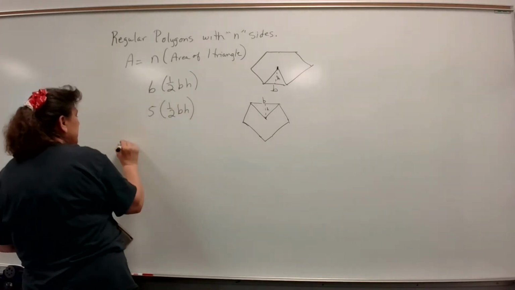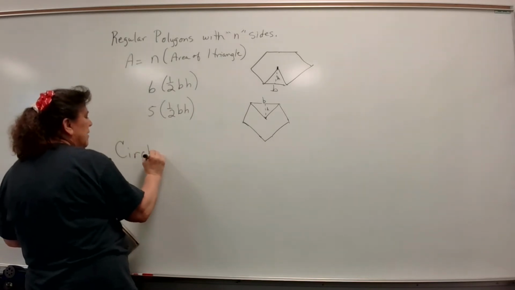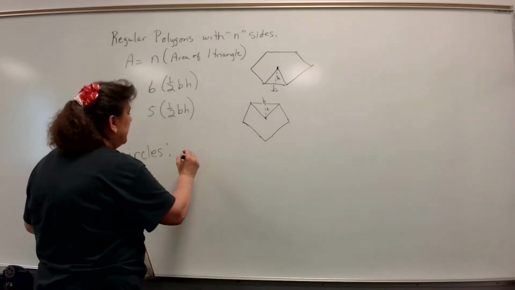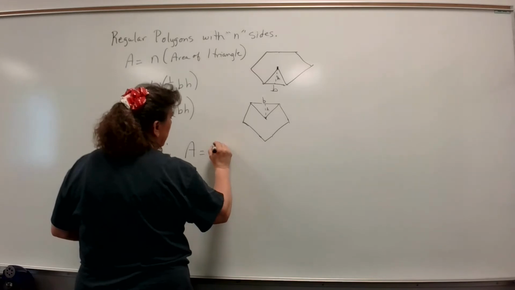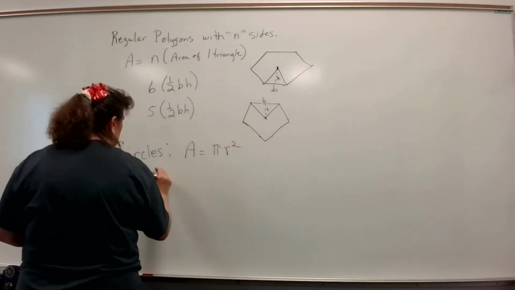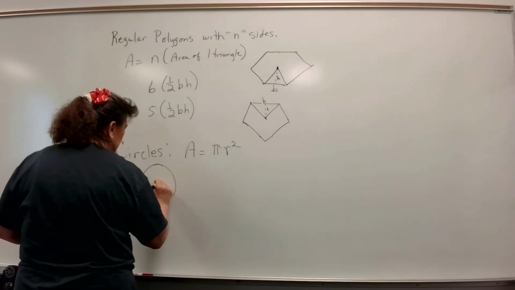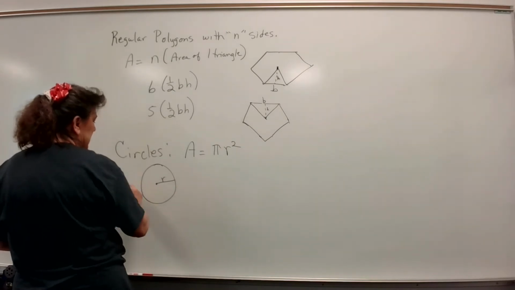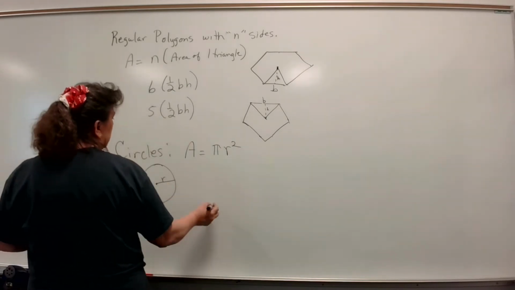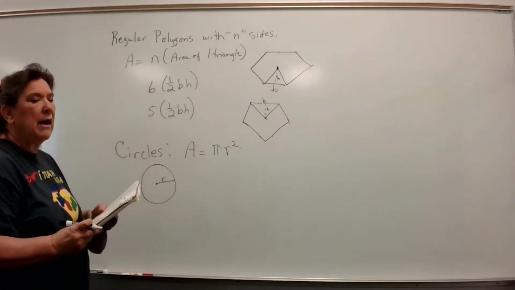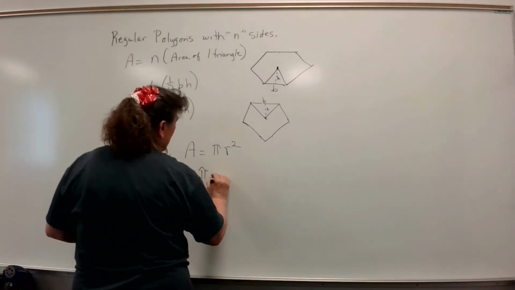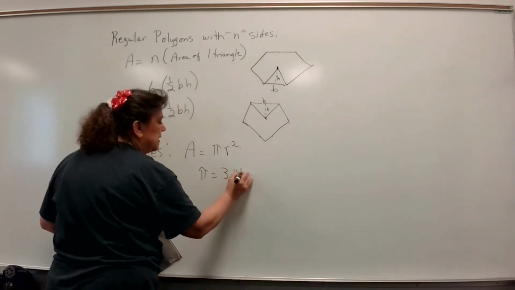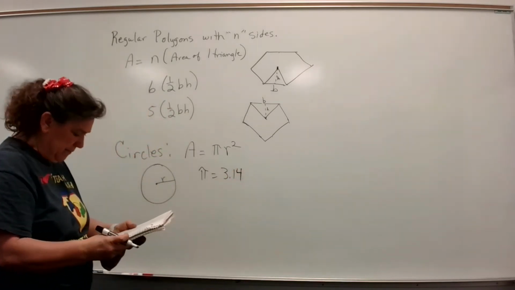Okay, let's look at circles. We've already done the perimeter of a circle, which was pi times diameter. The area of a circle is pi r squared. In other words, here's your circle. Your radius is from the center of the circle to the outside, whereas the diameter is all the way across. So whatever that radius is, pi is going to equal 3.14. In this class, this is the number we're using unless it tells you something different. That's the number you're going to use for pi.